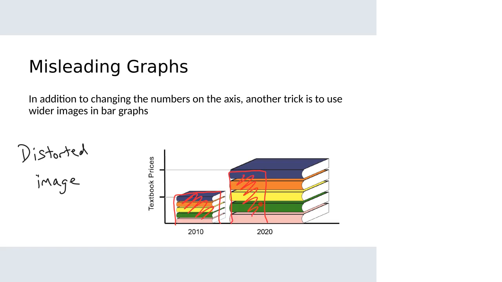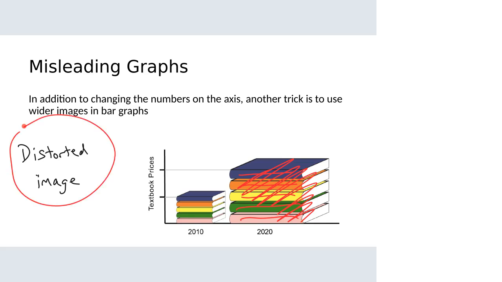It went up. But instead of doing that, what the person who made this graph did was make these really wide to make it take up so much more space on the page that visually it's like, whoa, that's way more. And so using a distorted image like this is a way to make a misleading graph to kind of convince the reader of something that most likely isn't true. Otherwise, you wouldn't have to use the distorted image.